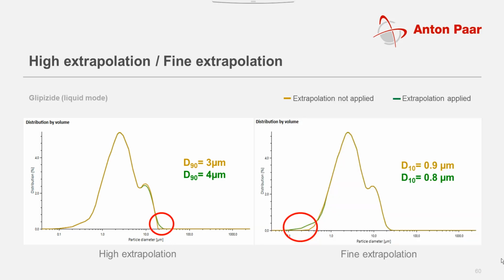When fine extrapolation on the same sample is applied, the D10 decreases from 0.9 to 0.8 micrometer, and the curve undergoes the same smoothing effect as in the high extrapolation, but this time on the smaller sizes end.